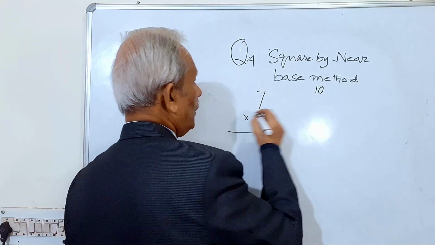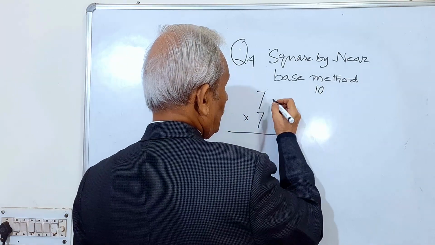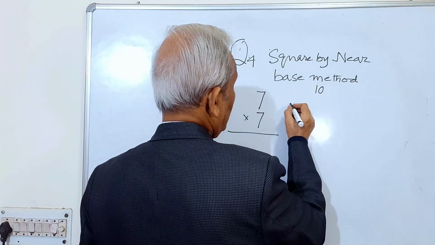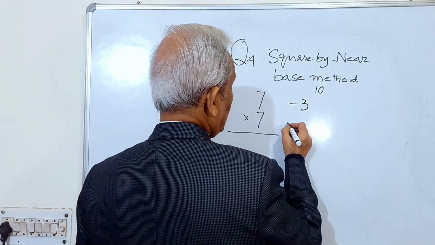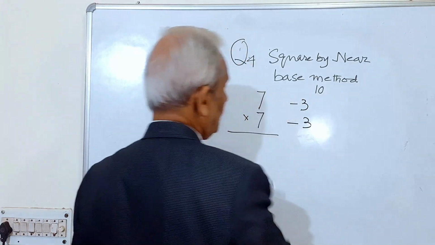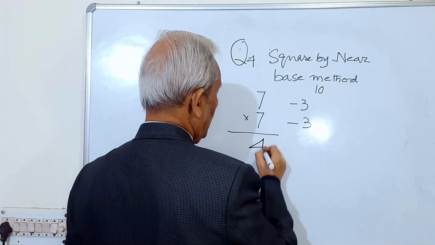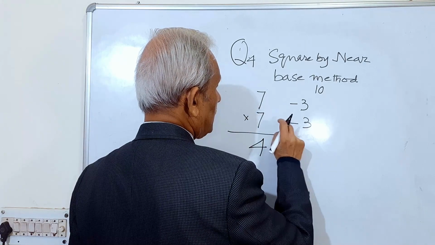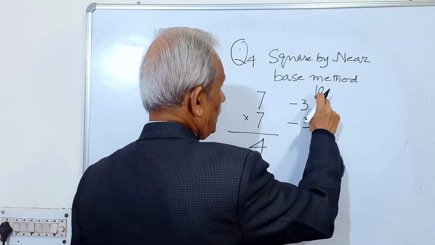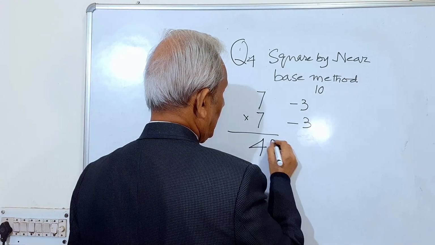So here what will happen? We have to find out the difference. 7 minus 10 is minus 3. So 7 minus 3 is 4, and minus 3 into minus 3 is 9. There is 1 zero in the base, so 9 will be written here. It is 49.